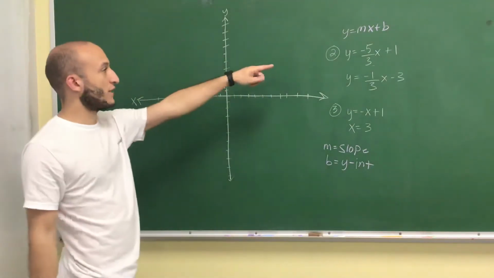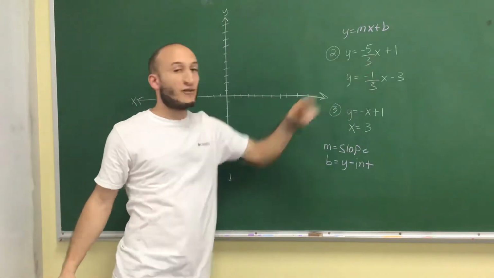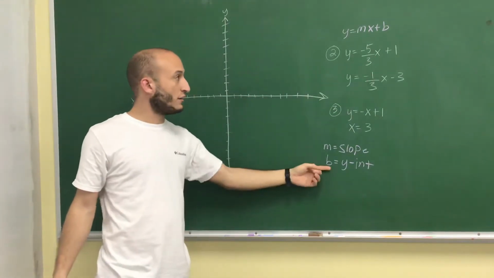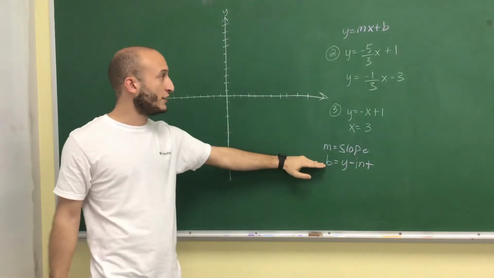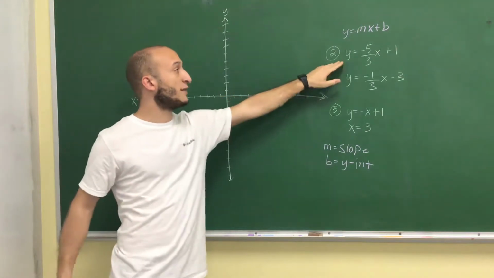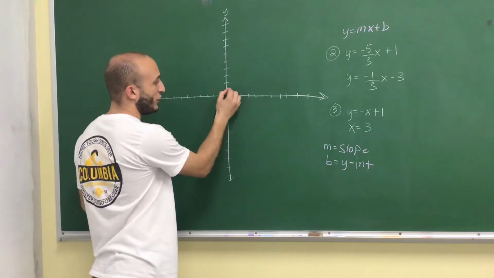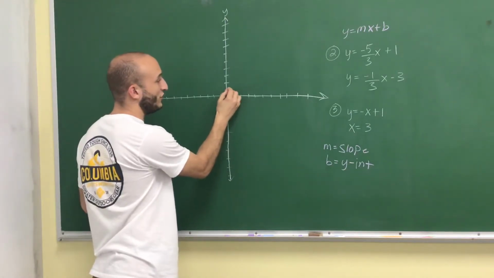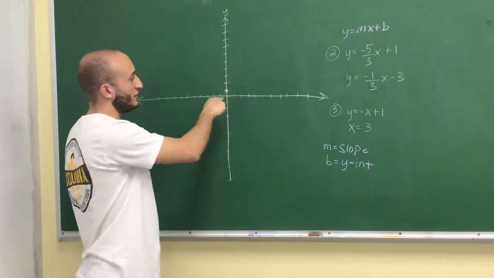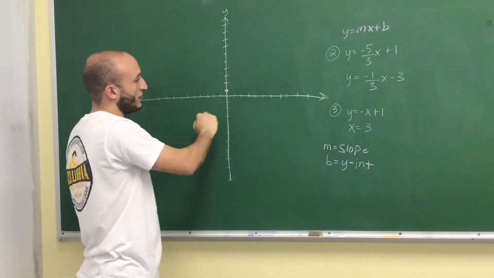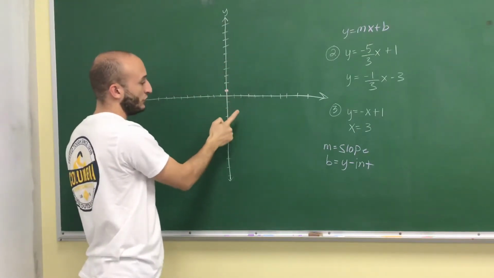Starting with the top function, I'm going to start with my y-intercept, or my b, which is a positive 1. I'm always going to start with b. So in this case, the top one, my b is a positive 1, and that is where I start my point. It's positive 1, 2, 3, 4, 5, and so on, and negative 1, negative 2, negative 3, and so on.